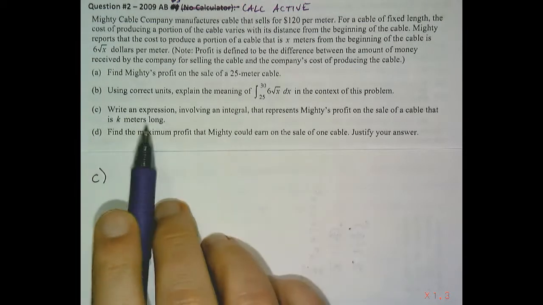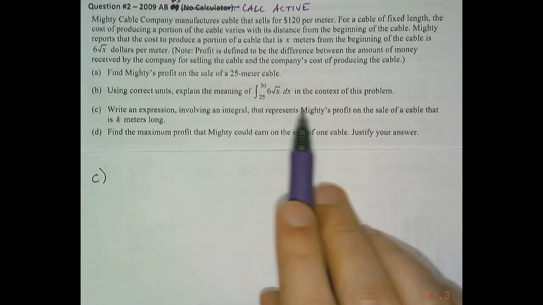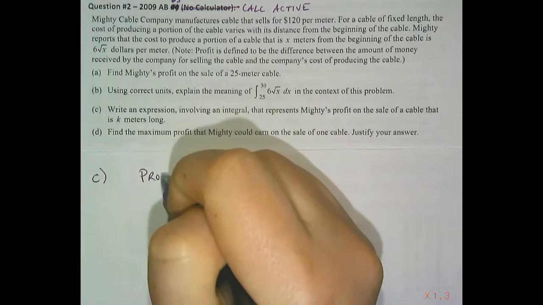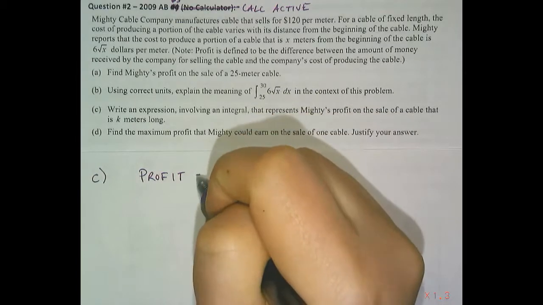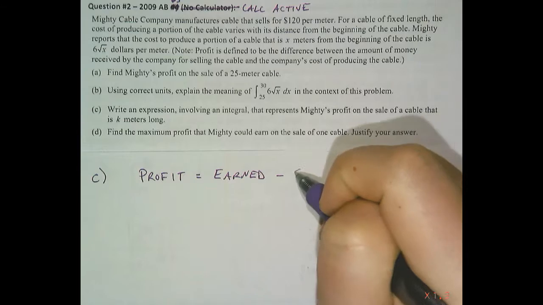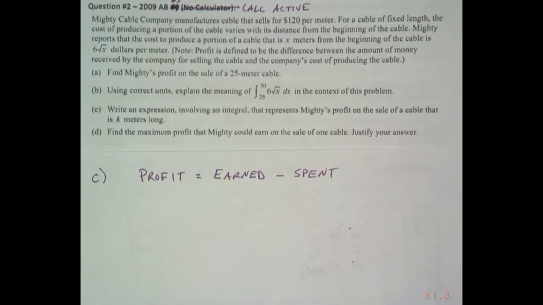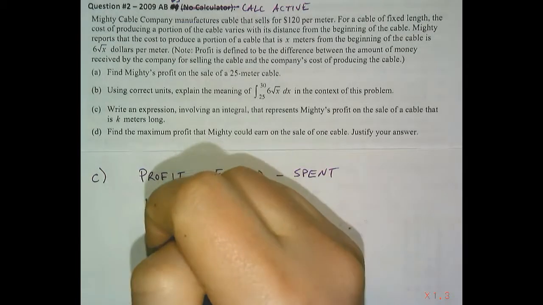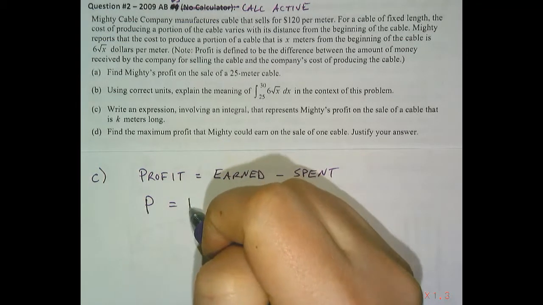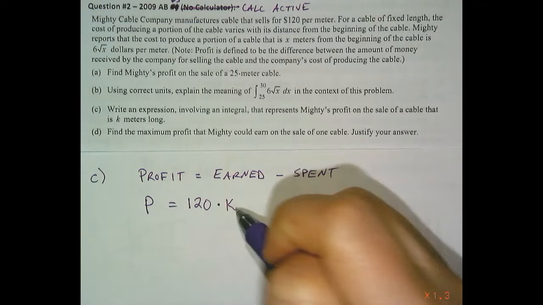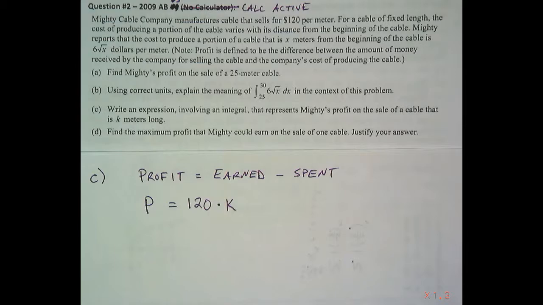Moving on to part C. Write an expression involving an integral that represents profit of sale. Well, we've already established our relationship with profit. Profit is earned subtract money spent. So our profit is $120 times K meters. That would represent how much we earned, $120 times the number of meters.